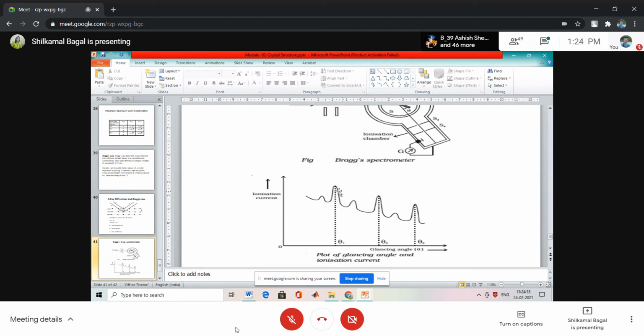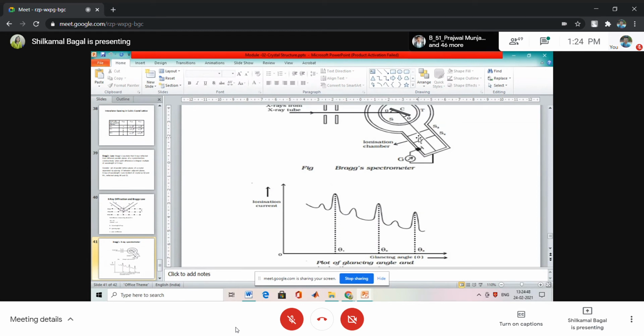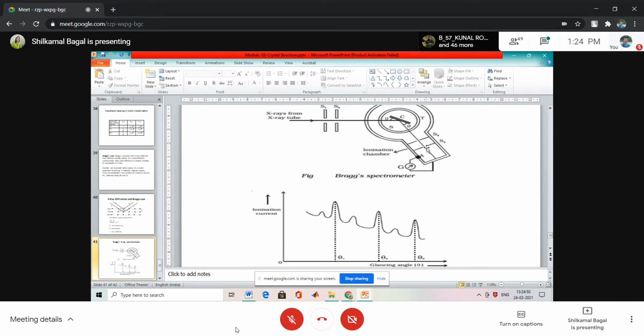So this is the relation between glancing angle and the ionization current through the galvanometer. This current is there due to the ionization of the gas. Why is there ionization of gas? Because the reflected X-rays come into this gas, which produces the ionization, and so there is a current.